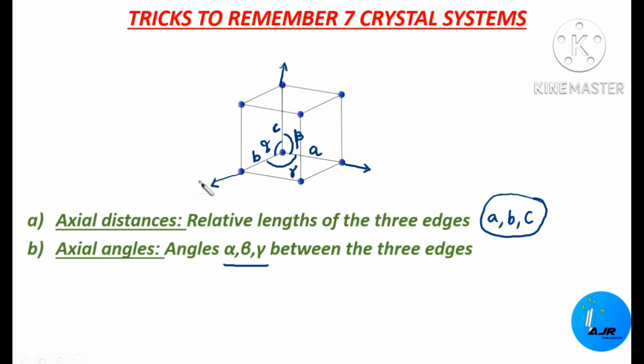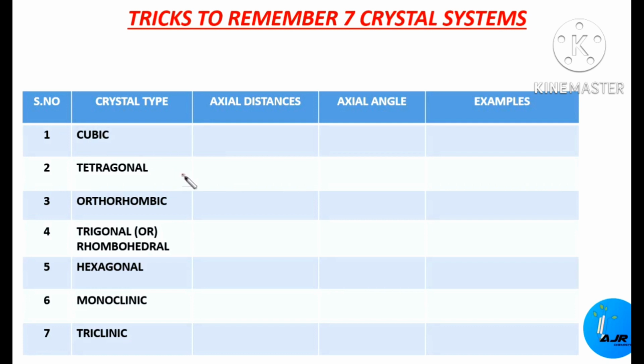Now you know what axial distances and axial angles are. Now I shall help you to learn the 7 crystal systems by using mnemonics, so that you can easily remember them. So I have placed all the 7 crystals in a tabular column where we have axial distances, axial angles, and examples. Okay, easily.